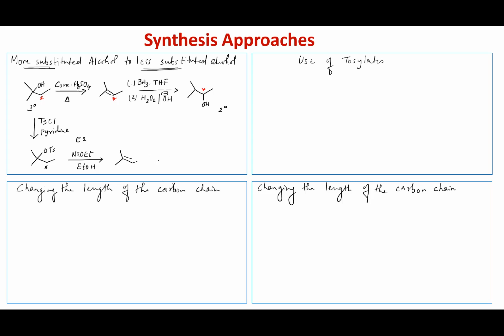And now from this alkene, I can do the hydroboration oxidation, the same sequence of events. After this, I react it with borane THF, and secondly do the oxidation, so that I convert that more substituted alcohol, the tertiary alcohol, into a secondary alcohol, and this time through the intermediacy of a tosylate and then doing an E2 reaction. The first approach was to do a dehydration and then do a hydroboration oxidation.